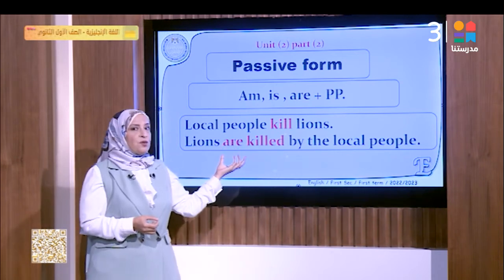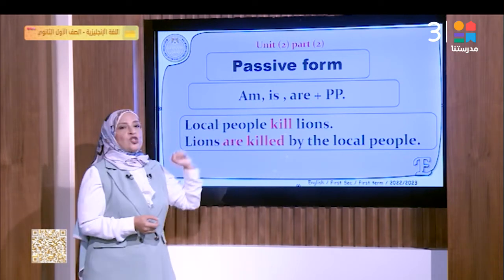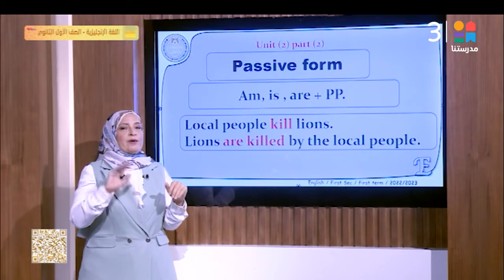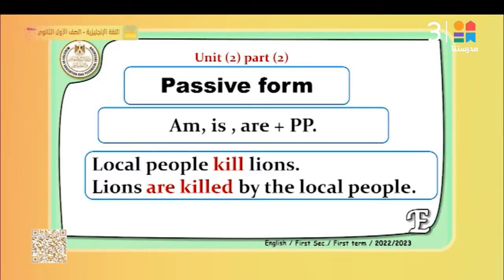So the passive means that the subject is not important. We will not talk about the subject. We will talk about the object, the lion. So we will start with the object. Then we will add verb to be in the present, am or is or are. Of course, we have lions here, plural. So I will say, lions are killed by local people.